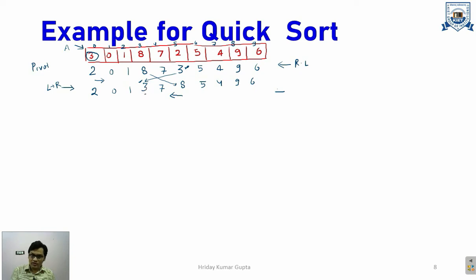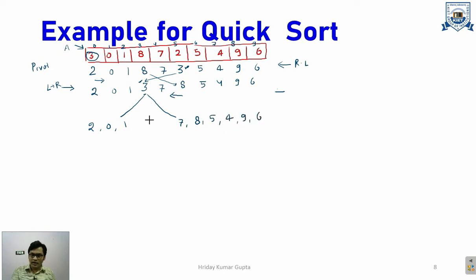It means there is no comparison, right? There is no comparison. Now we have to split in this case. We have to split this array because there is no exchange, right? Now, what should I do? Now I am going to divide this array into two parts: 2, 0, 1, right? And the rest of the elements are 7, 8, 5, 4, 9, 6, right?